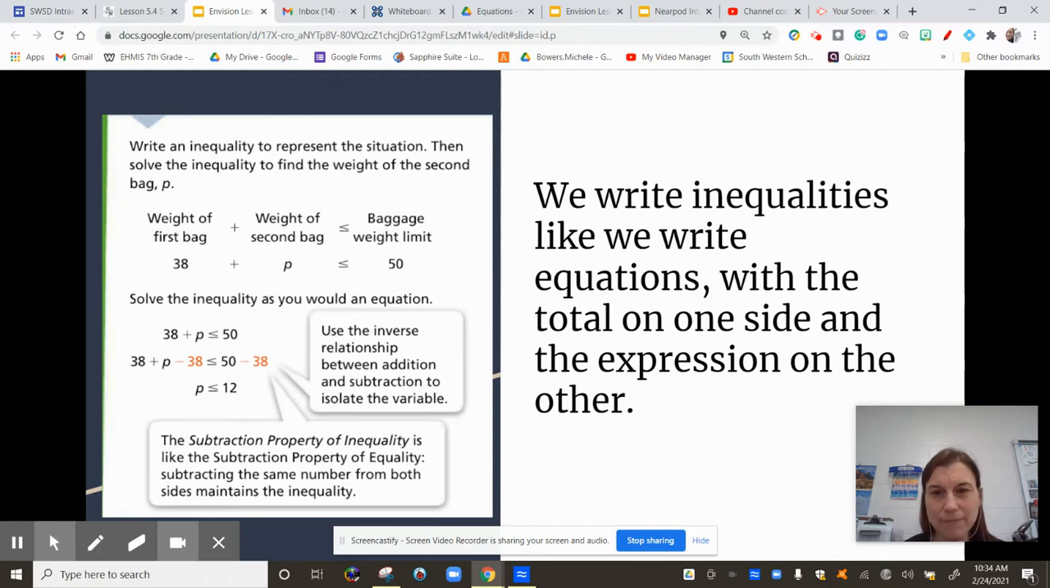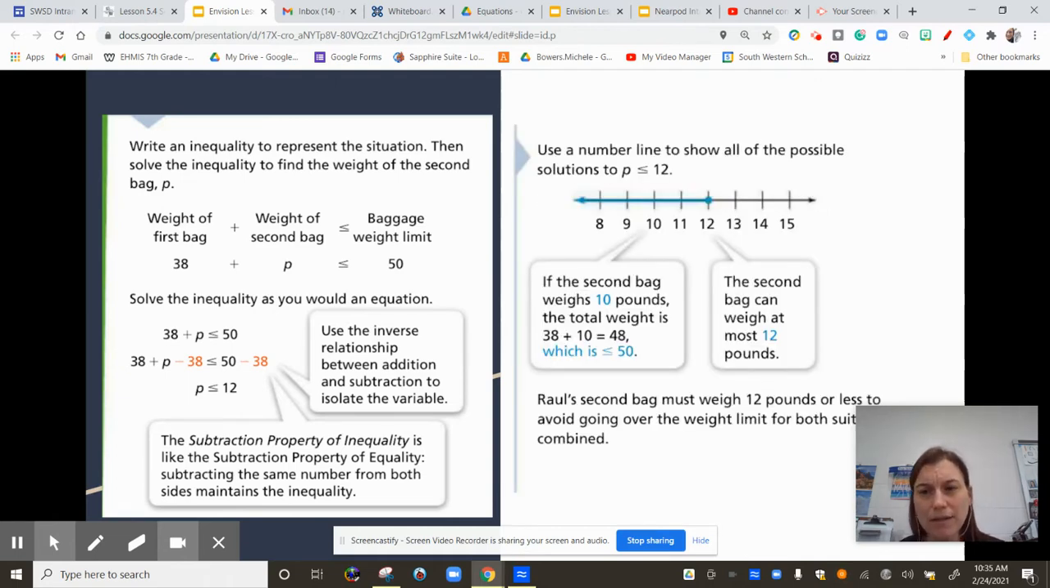Well, let's look at the graph. So another part of inequalities: since there is not just one single solution to an inequality, there's really infinite solutions. We use a graph to represent that. So what they did is they did a closed circle at 12 because 12 is a solution here, because 12 plus 38 would be 50, which is part of the limit. But not only is 12 a solution, but everything that's less than 12, like 11.